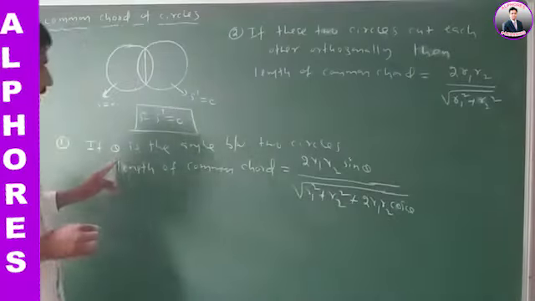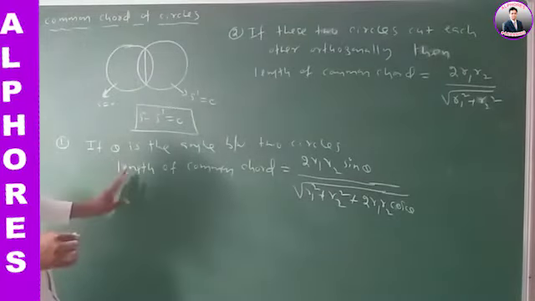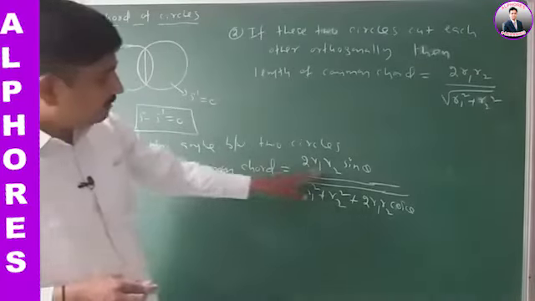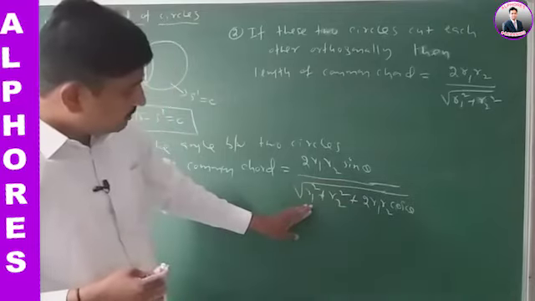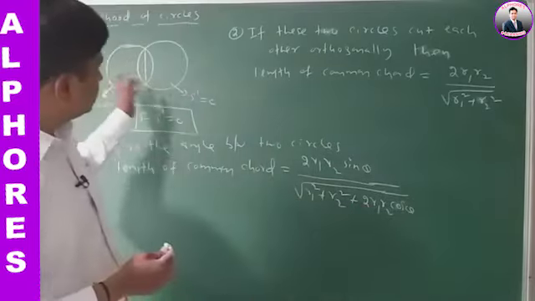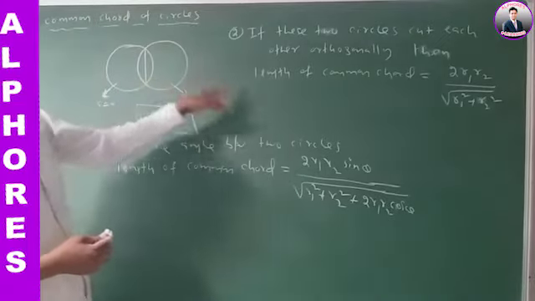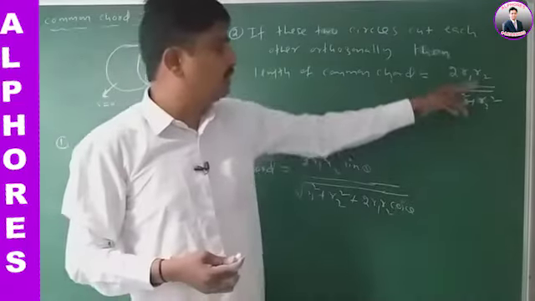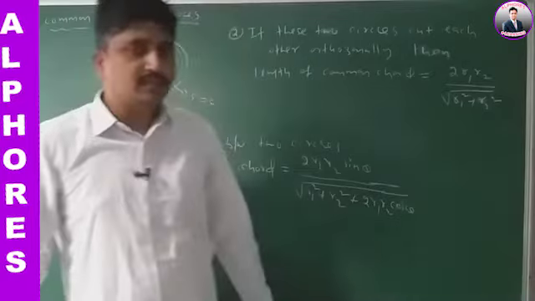If theta is the angle between the two circles, the length of the common chord equals 2r1 r2 sin theta by under root of r1 square plus r2 square plus 2r1 r2 cos theta. If the two circles cut each other orthogonally, the length of the common chord equals 2r1 r2 by under root of r1 square plus r2 square.